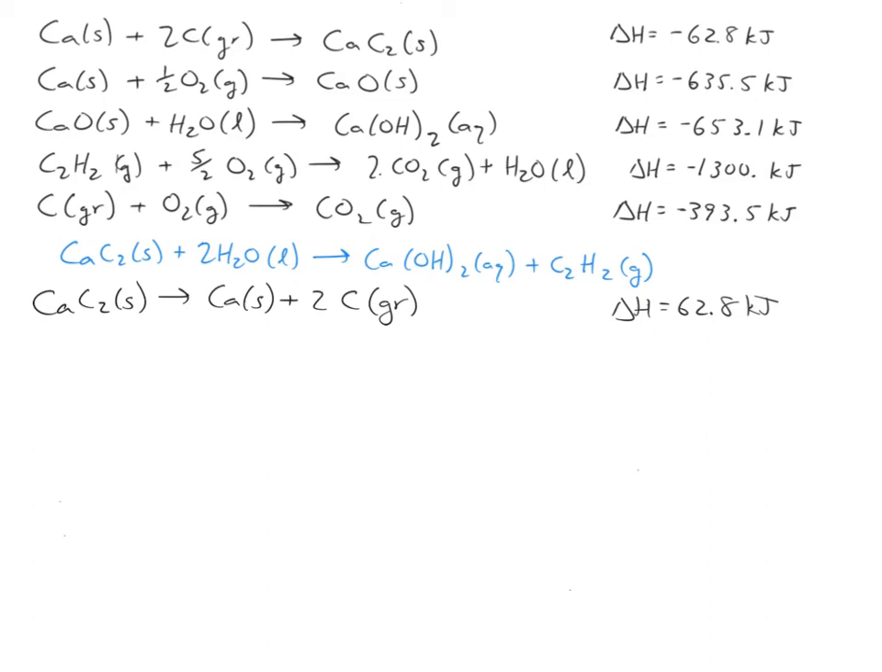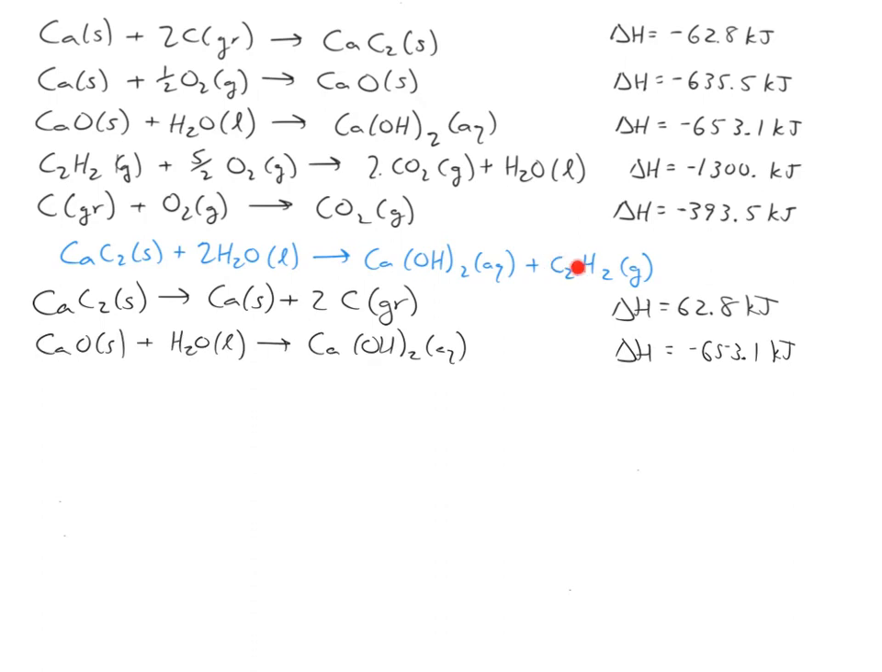So, moving on to the next thing, calcium hydroxide aqueous as a product. Well, looking through this, the only calcium hydroxide I see is right here. Calcium hydroxide aqueous as a product. I need one of them. This has one of them. It's a product in both cases. I can just leave the third reaction alone. So CaO solid plus H2O liquid makes CaOH2 aqueous. I left the third reaction alone, so leave its delta H alone, negative 653.1 kilojoules.